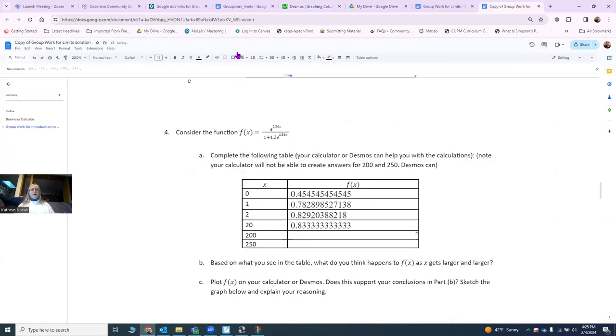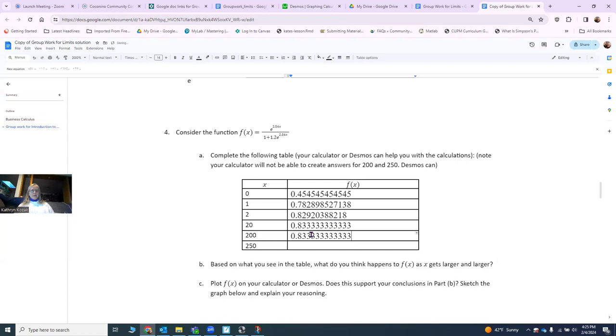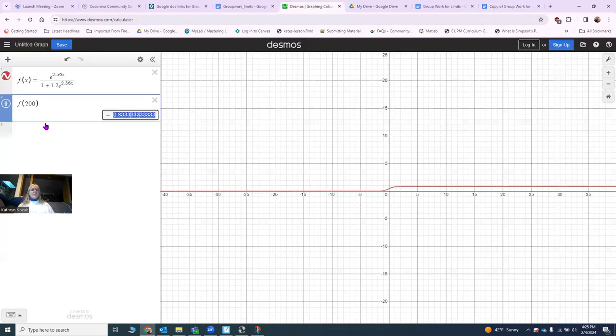And we can go ahead and put the 200 in there. And now we get 8.33333. It looks like repeating. And even if we do the 250, I'm sure we're going to get a similar thing happening here because it looks like everything's starting to repeat itself.